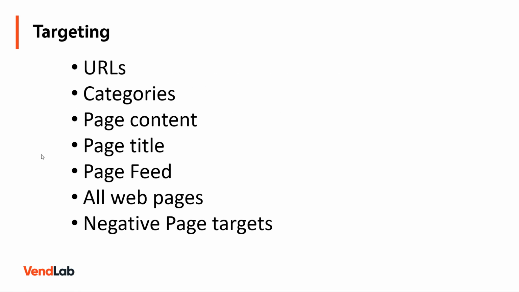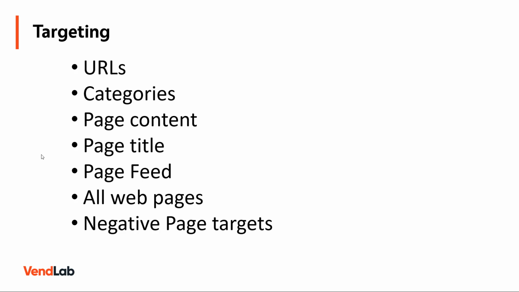Now let's talk about how Google does targeting for DSA ads. You can specify the sections of your site that you want to advertise in a number of ways. You can specify URLs of your site, or categories. These are Google generated categories. You can filter on the page content or the page title. You can specify a file called a page feed. That's normally an Excel file that you upload, which has a list of pages in it you want to advertise. Alternatively, you can just advertise on all the pages of your site.